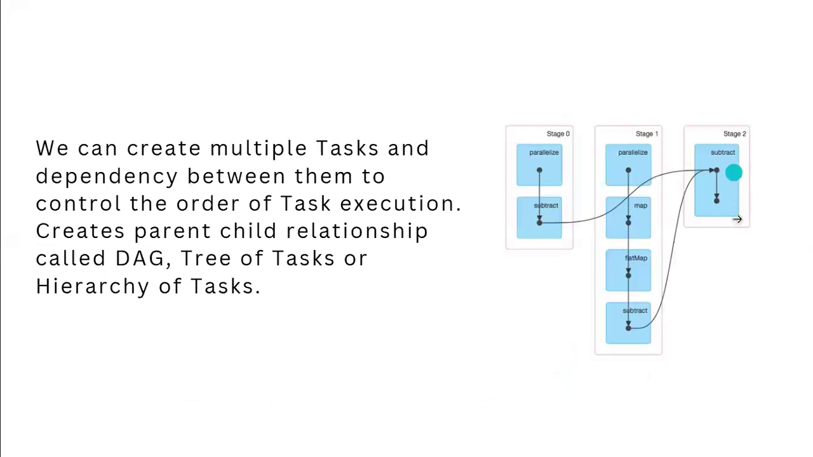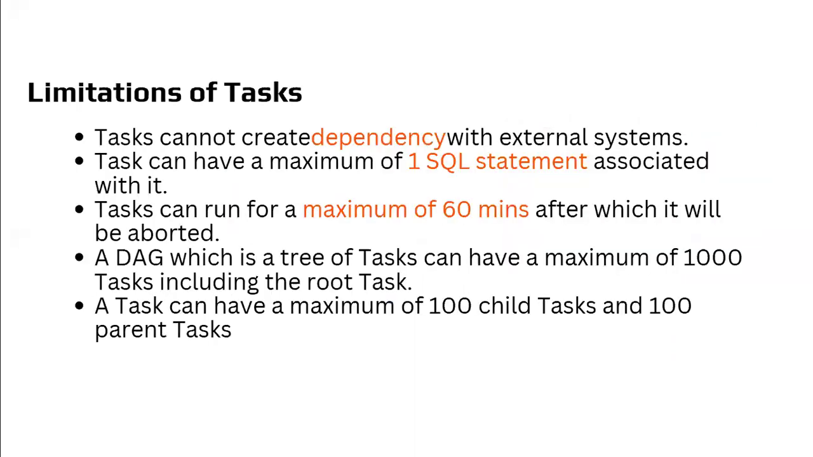Coming back, what can I do in this task? We can create multiple tasks and dependencies between them to control the order of task execution. So we can create a parent-child task relation that we call a DAG. If you are creating a relation between two jobs, then we call that a DAG. This DAG we call a tree of tasks, or hierarchy of tasks.